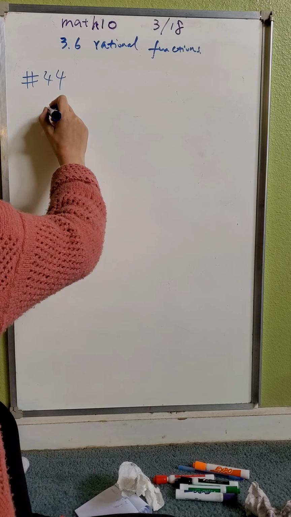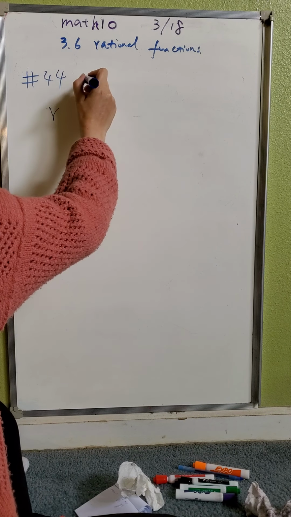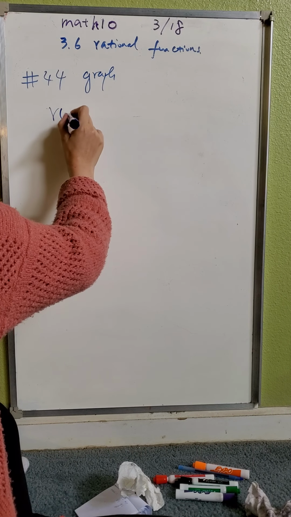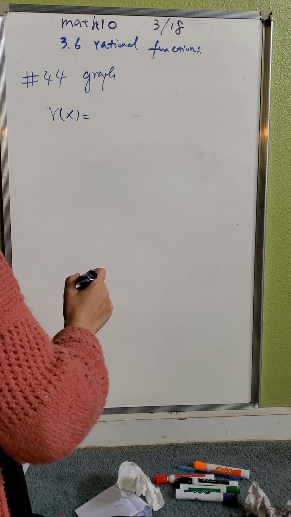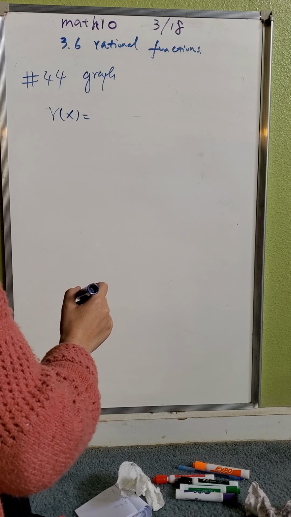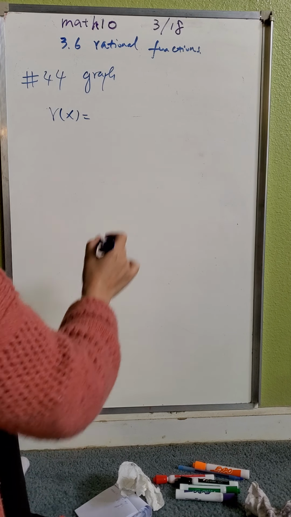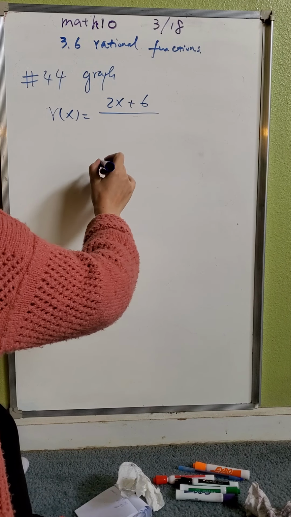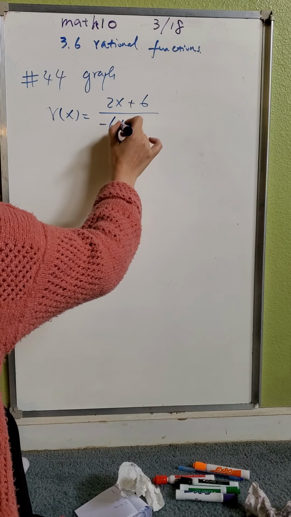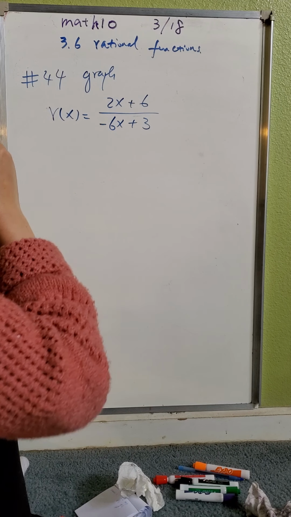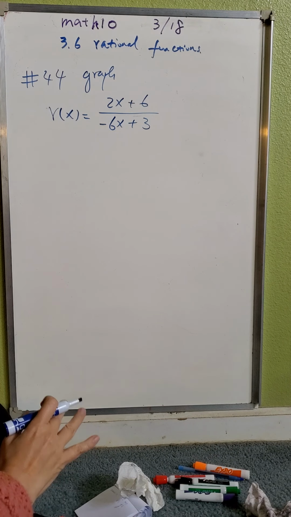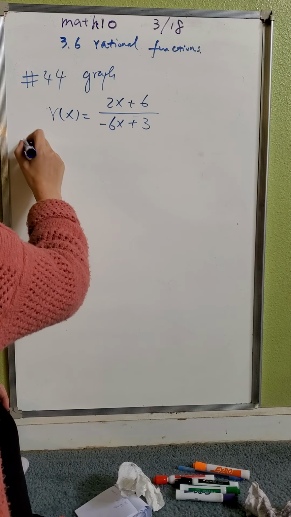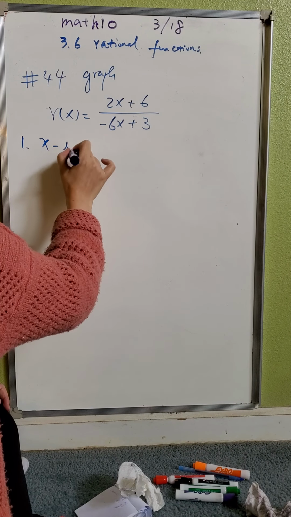We are given a graph for f(x) equals 2x plus 6 over negative 6x plus 3. So the first thing we should do is to find all the asymptotes first, okay? Or you know what? I changed my mind. I'm going to find the intercepts first.